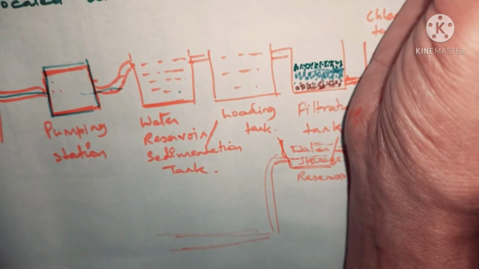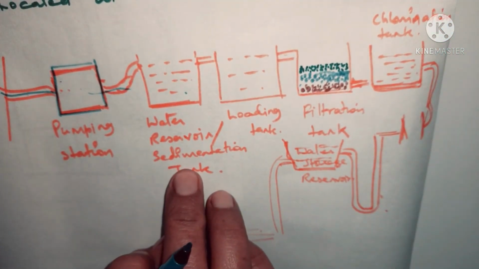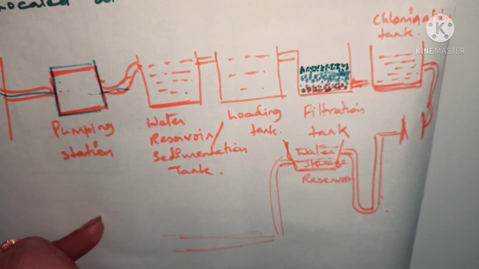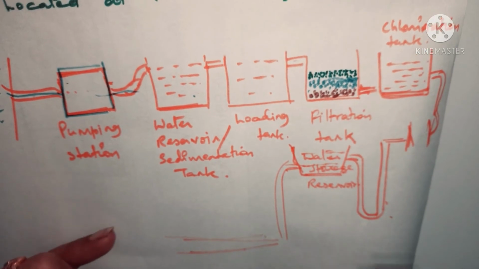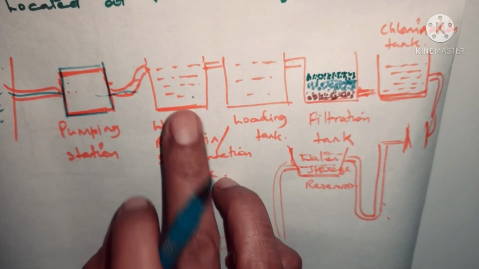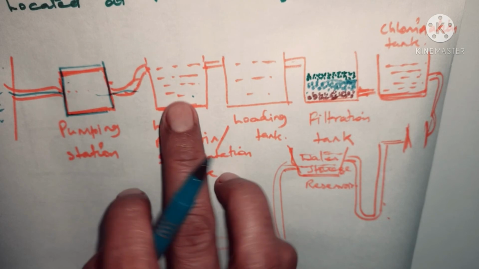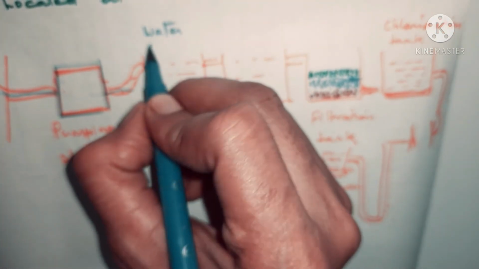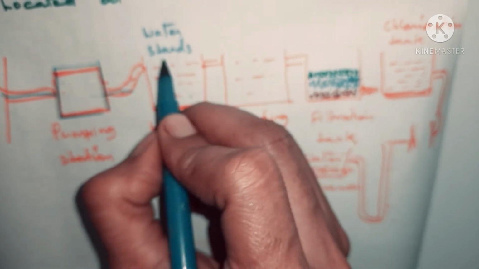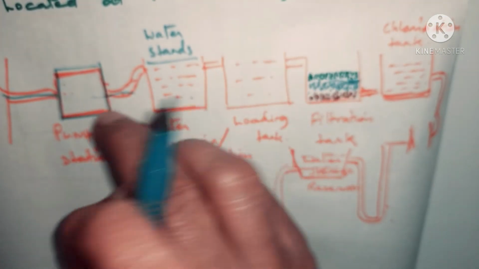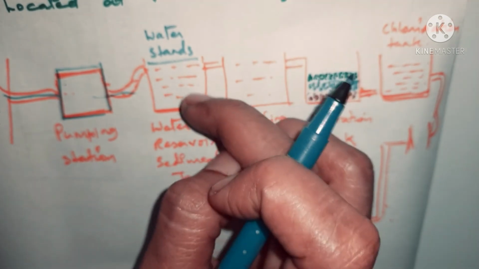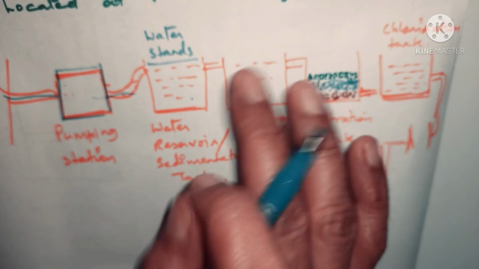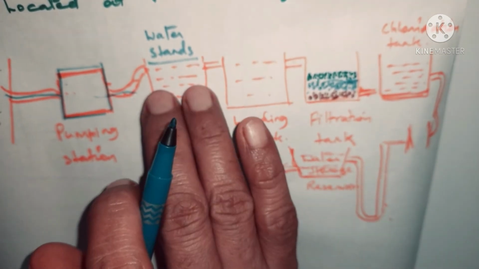That is, bigger tanks are there, known as the sedimentation tank, where the water is allowed to store for some time. Here the water is allowed to stand. It doesn't mean that as soon as it passes here it is going to move very fast to the next tank. No, it is allowed to stand here for some time.